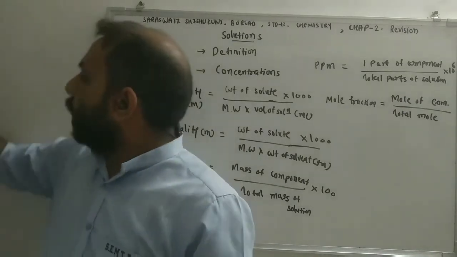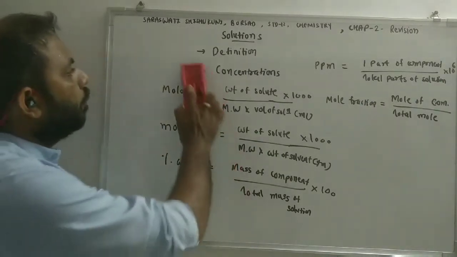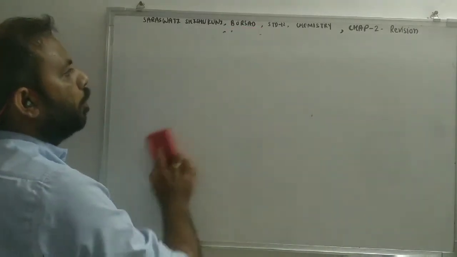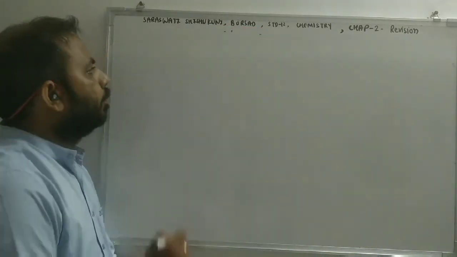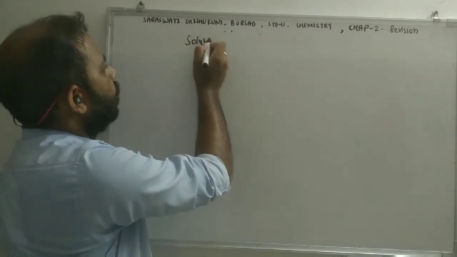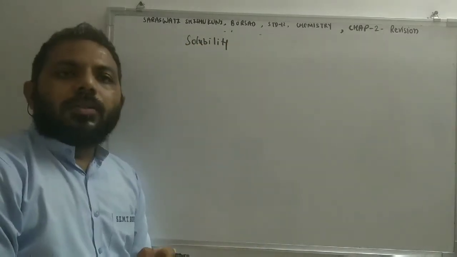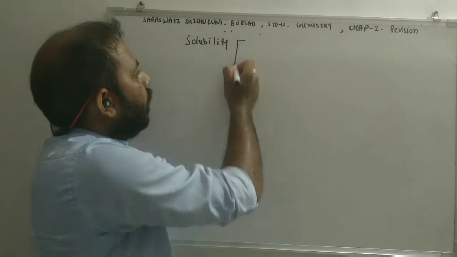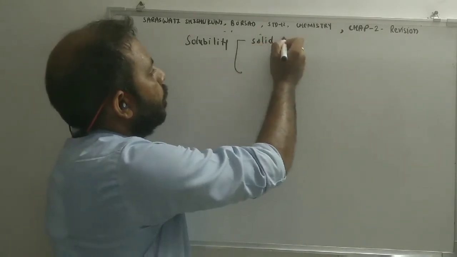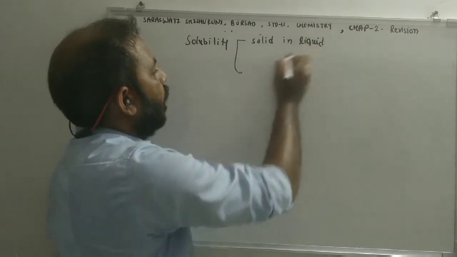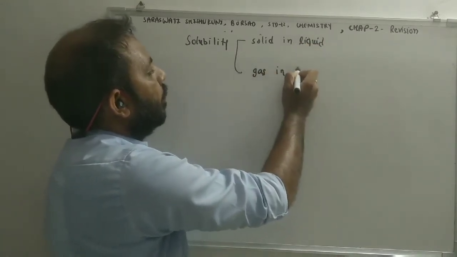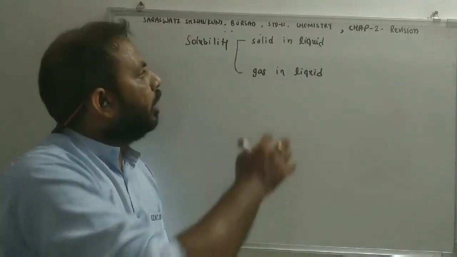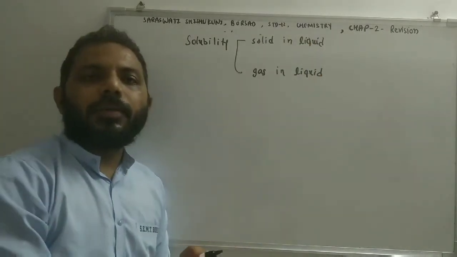Now the chapter deals with solubility. Next topic is solubility. Okay. So solubility is given in two terms: solubility of solid in liquid and solubility of gas in liquid. The chapter deals with two types of solubility: solubility of solid in liquid and gas in liquid.